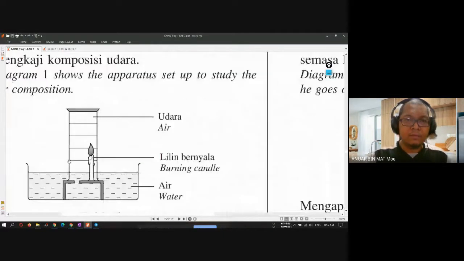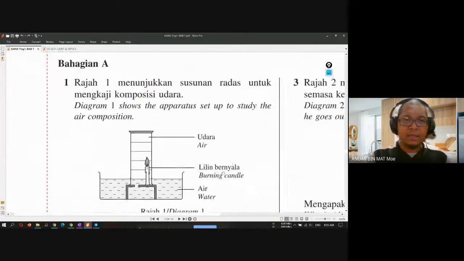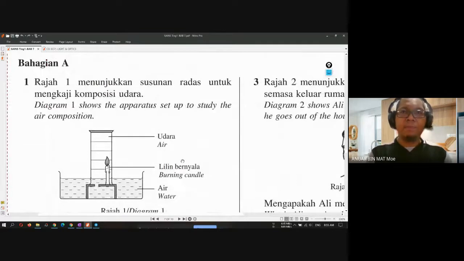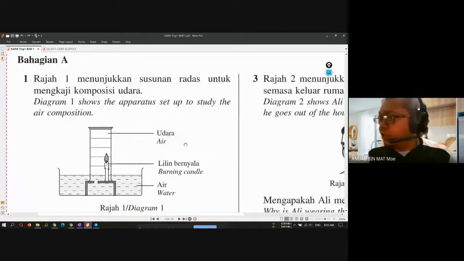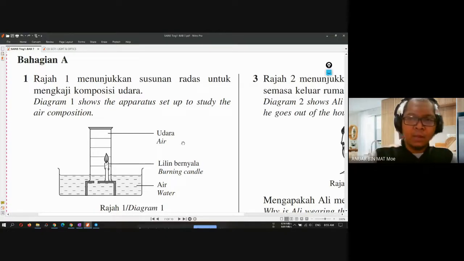Can you see my presentation? Yes. All right, this is section A, page 69, chapter 7. So we try to do it one by one. Like usual, section A consists of objective questions, multiple choice questions, meaning that you need to choose the correct answer for the question, all right? We go one by one.